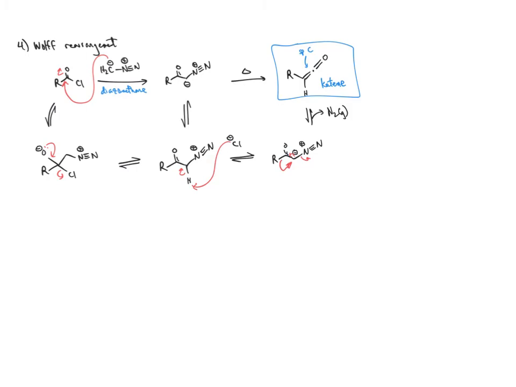Okay, let's extend this type of reactivity one more step. We're going to do something known as an Arndt-Eistert reaction. So the fifth reaction is known as the Arndt-Eistert.